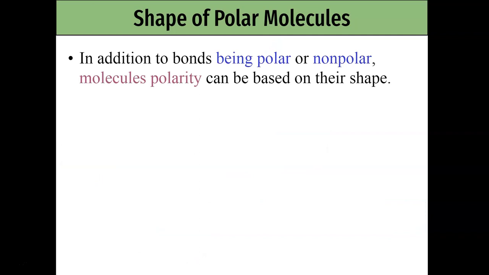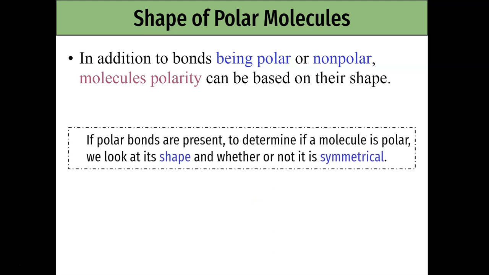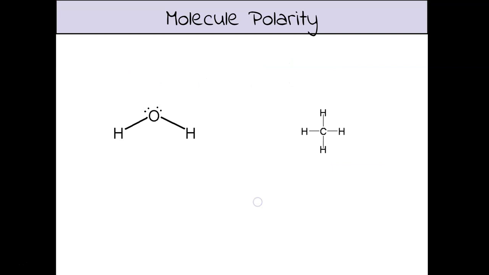So the shape of polar molecules: in addition to bonds being polar or non-polar, a molecule's polarity can be based on its shape. So when you're talking about the shape of a molecule, you've got to ask yourself whether it's symmetrical or non-symmetrical. And if we want to look at the polarity of a molecule, we have to look at the bonding within a molecule, and we have to look at its shape.